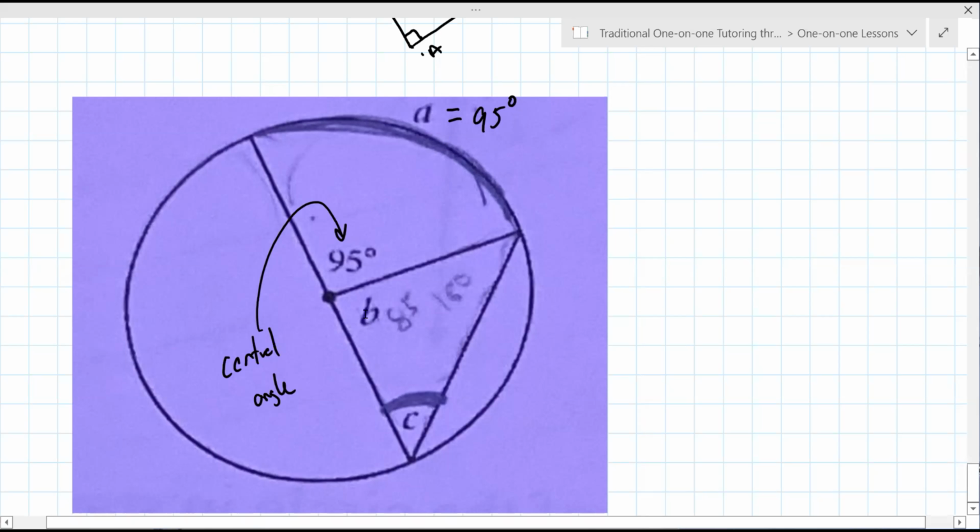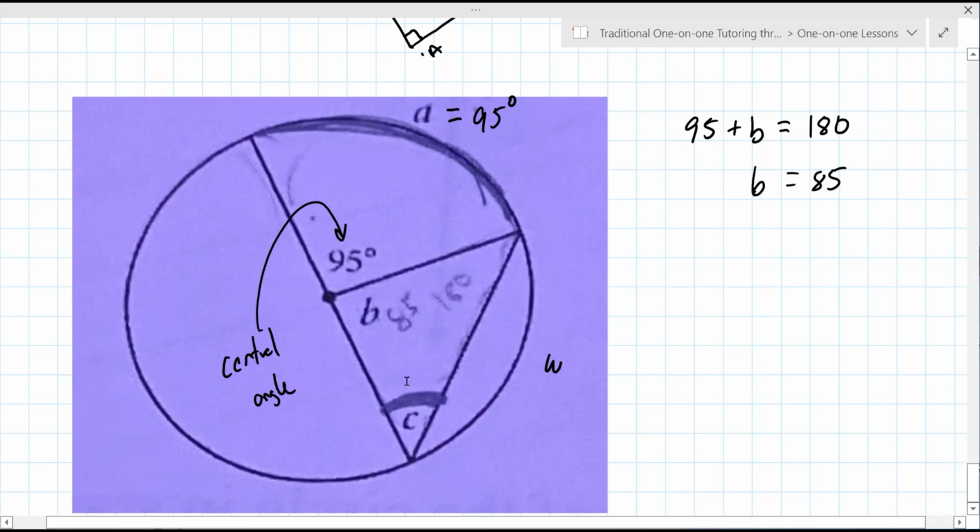This 95 and this B make a linear pair. And that linear pair, 95 plus B equals 180. And that's why you said B is 85. Now I know it doesn't ask for it, but let's say this was a W out here. What is the measure of angle W? 85. Yeah, 85.